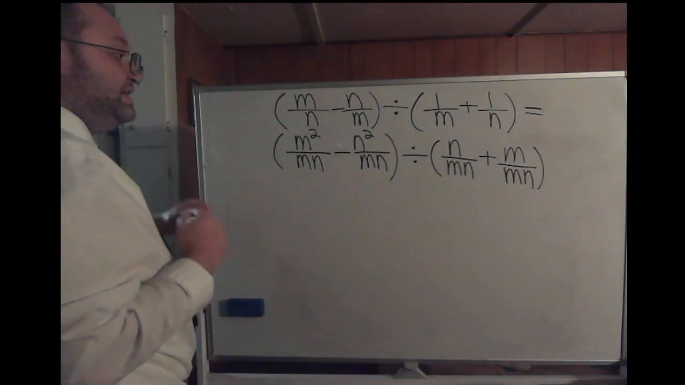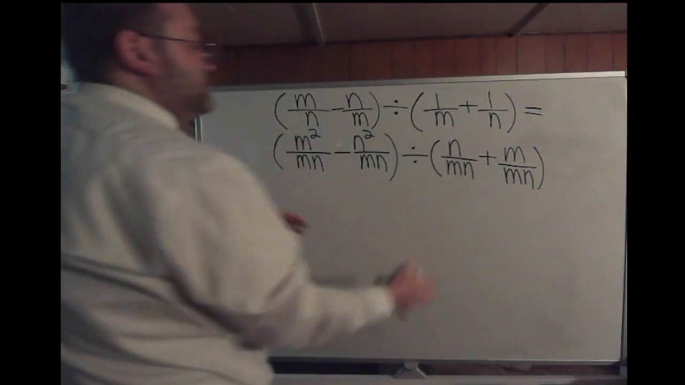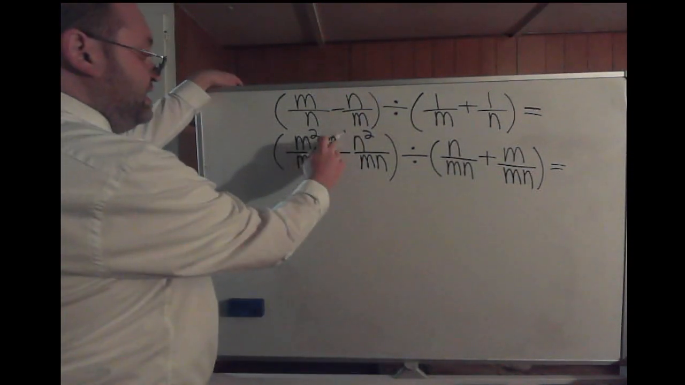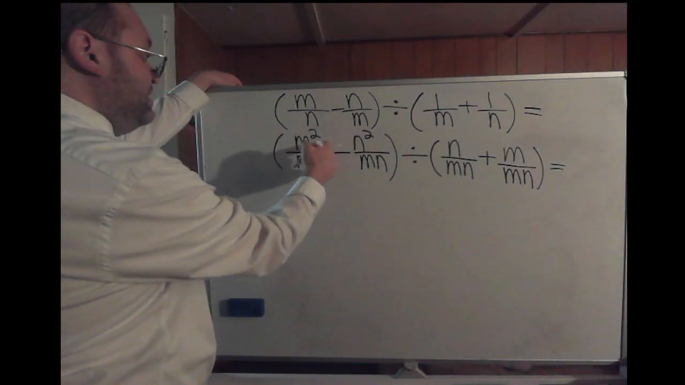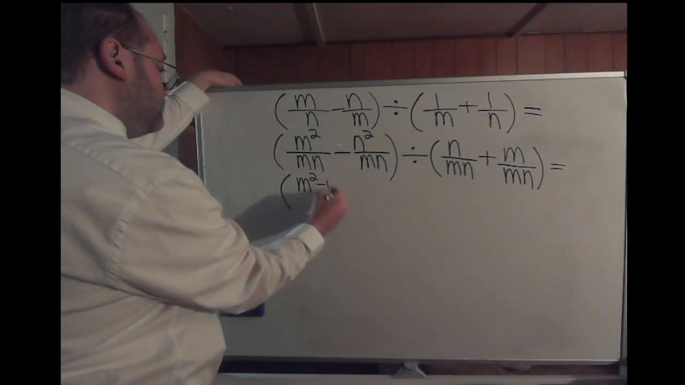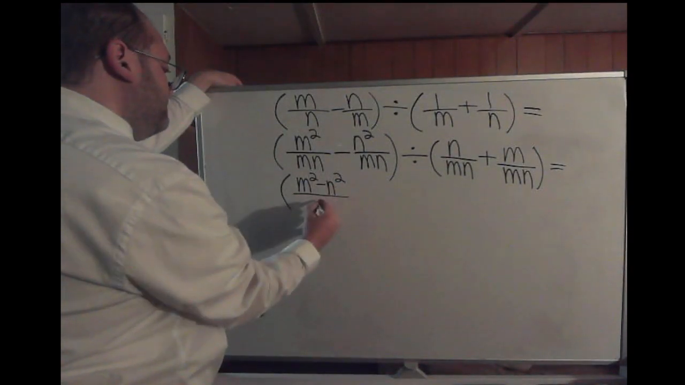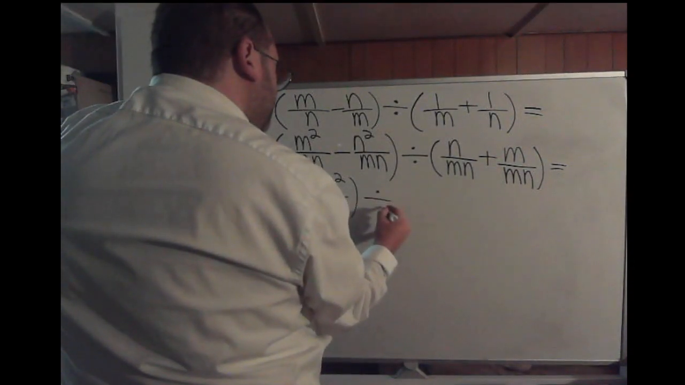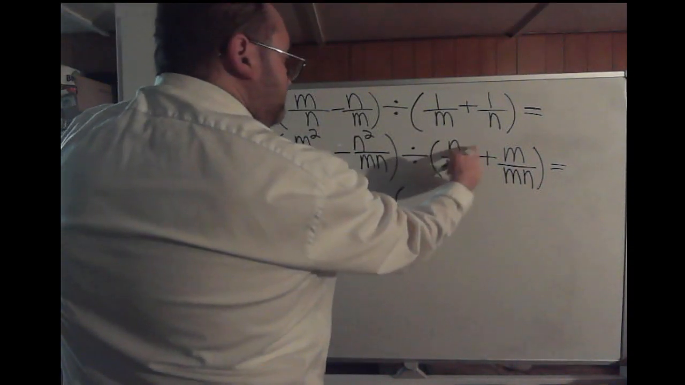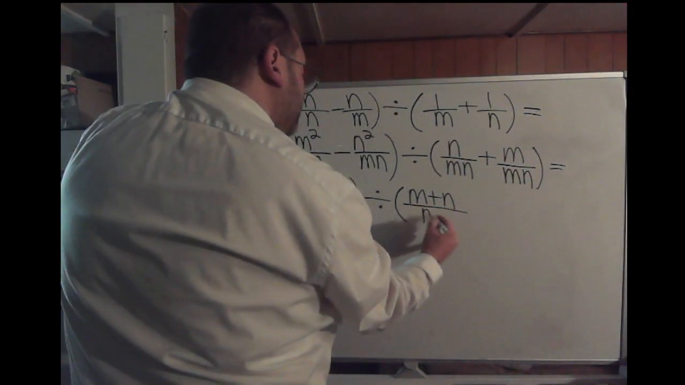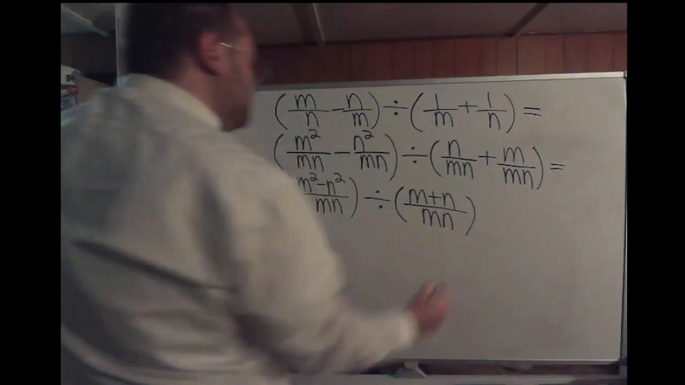Alright, so now we've at least established common denominators in each of these terms. Well, let's go ahead and deal with each of these parentheses still. We'll have m squared minus n squared all over mn, that divided by n plus m, which is the same as m plus n, all over mn.